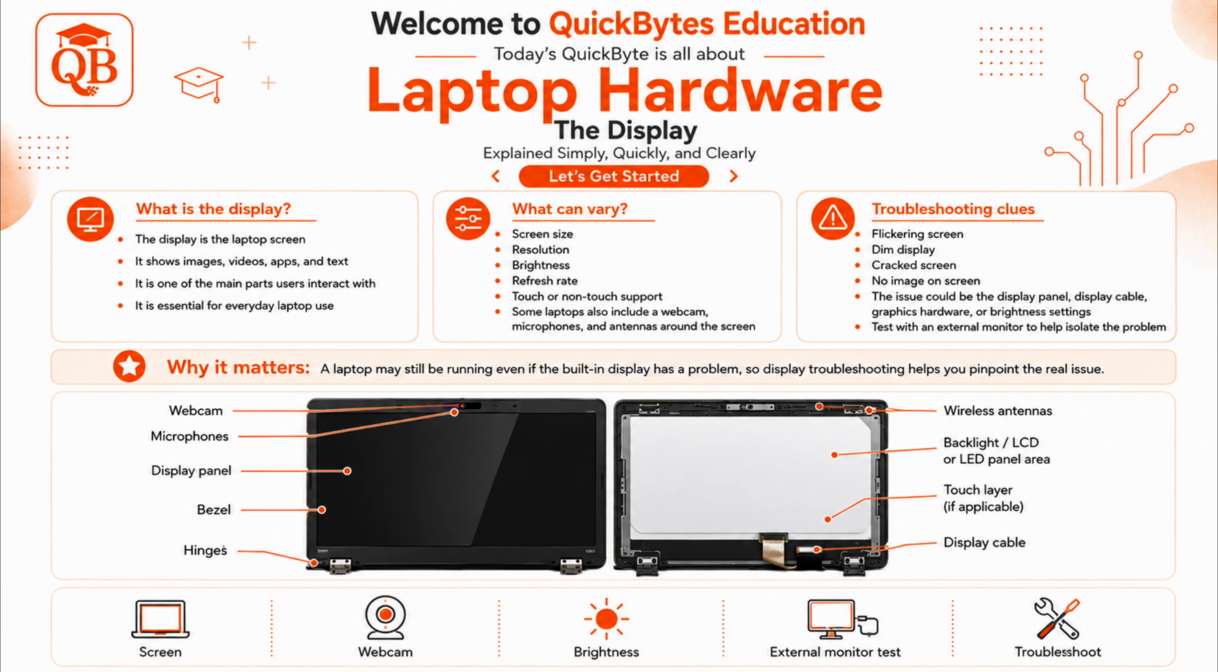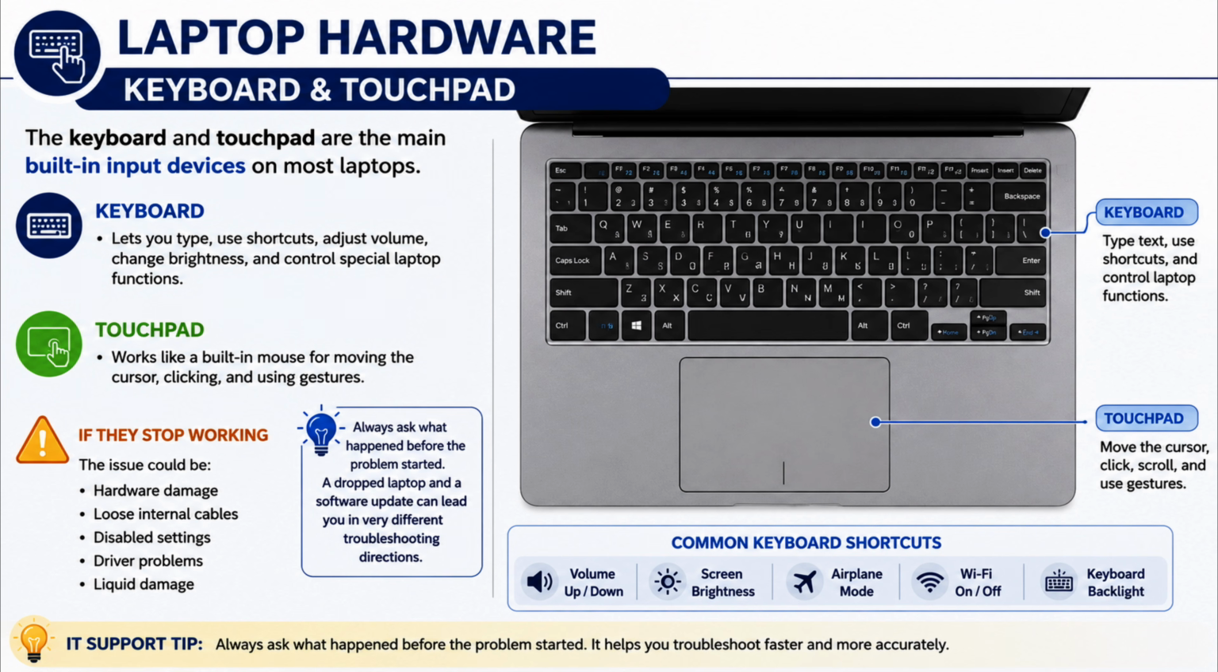Behind the screen, there may also be display cables, hinges, a webcam, microphones, and wireless antennas. If a laptop screen is flickering, dim, cracked, or showing no image, the issue could be the display panel, display cable, graphics hardware, or even the brightness settings. A quick troubleshooting step is to connect an external monitor. If the external monitor works, the laptop itself may still be running, but the built-in display may have a problem. Next are the keyboard and touchpad.